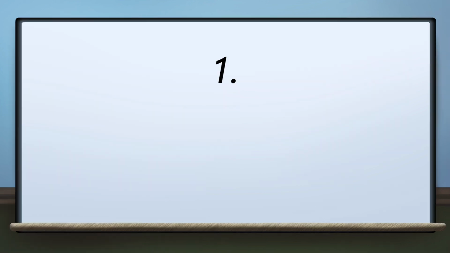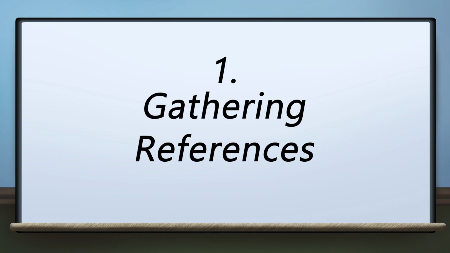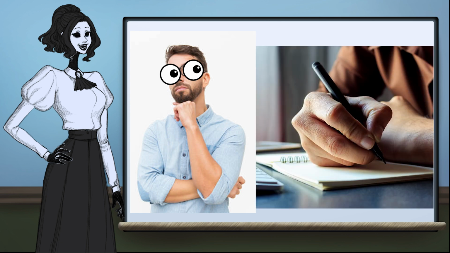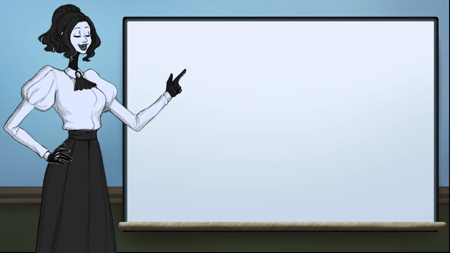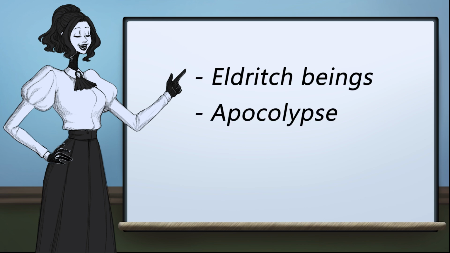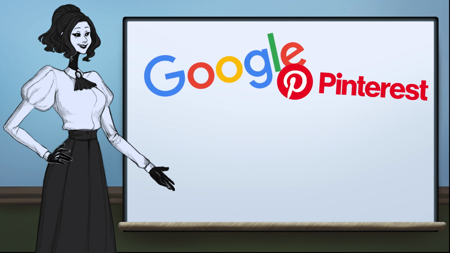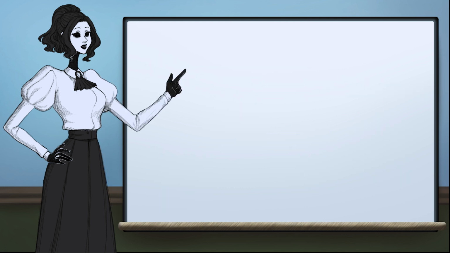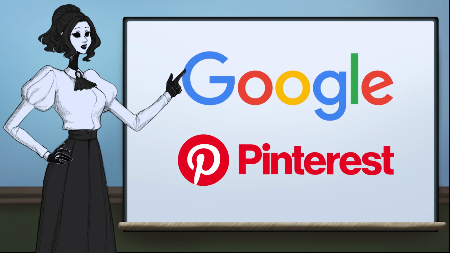And the first step, 1, gathering references. Usually, when someone has an idea for a game, they have a rough idea of what they want it to look like. So look at your idea and write down the main elements of your world in a list. Mine are eldritch beings, apocalypse, dystopia. Based on these, we can search for the character designs on Google, Pinterest, or really any social media of your choice. Though I personally suggest Pinterest or Google Images.